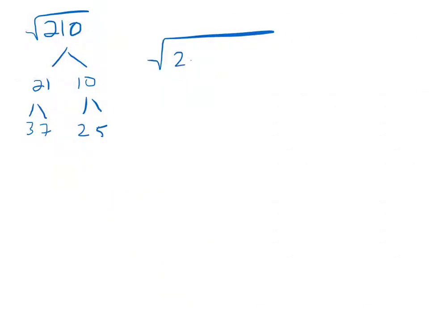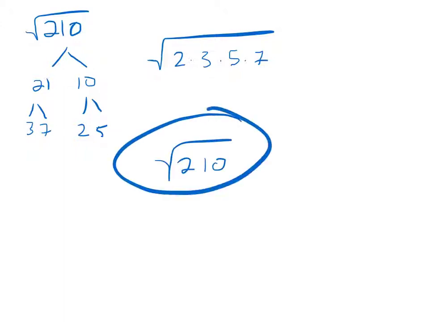So 2, 3, notice always put these in order from least to greatest. And because it's got no identical factors, I can't simplify it any further. So what I can go back now and say is square root of 210 is as simplified as I can get. It cannot be further simplified.